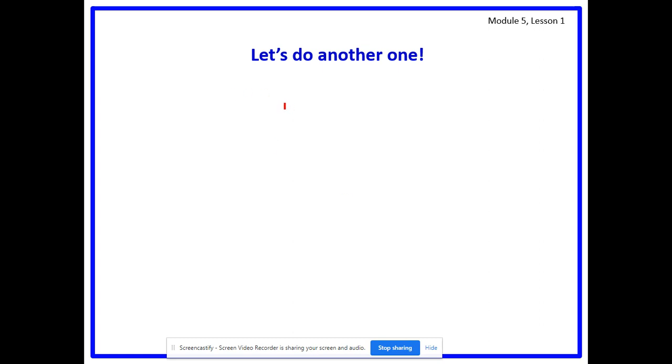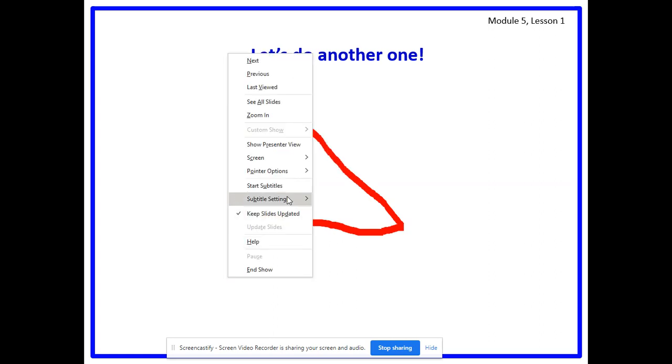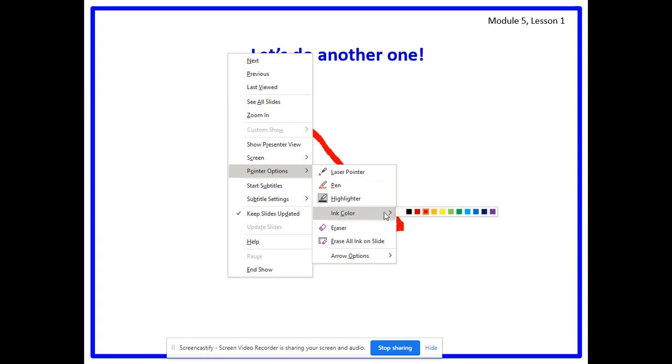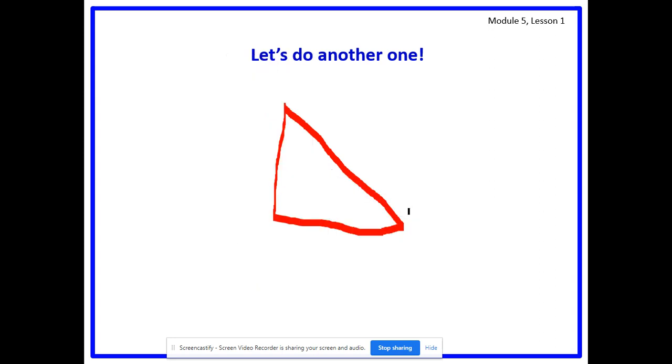How about if I draw this shape right here? Let's go ahead and figure out with me how many corners this shape has. Well, it has 1, 2, 3. Can you draw another shape with 3 corners? I'll give you 10 seconds. Go.